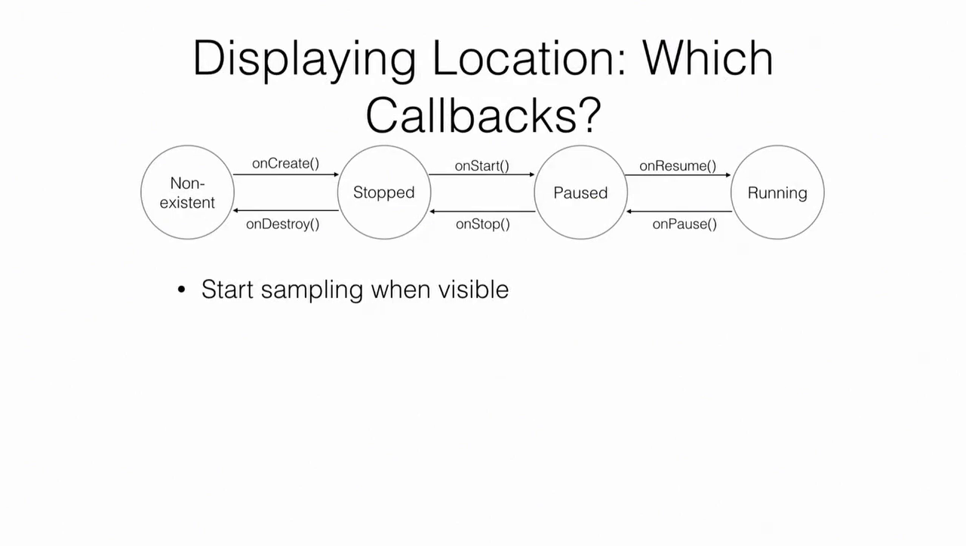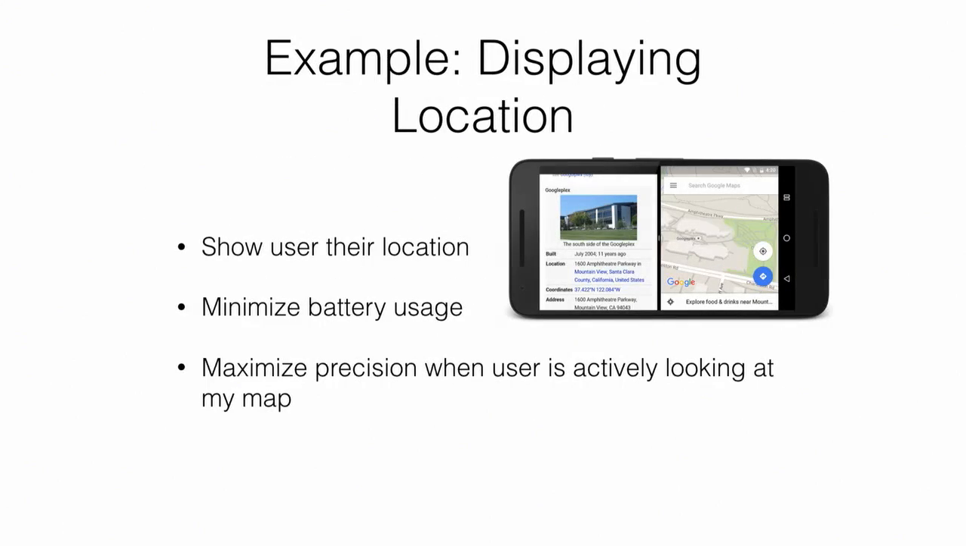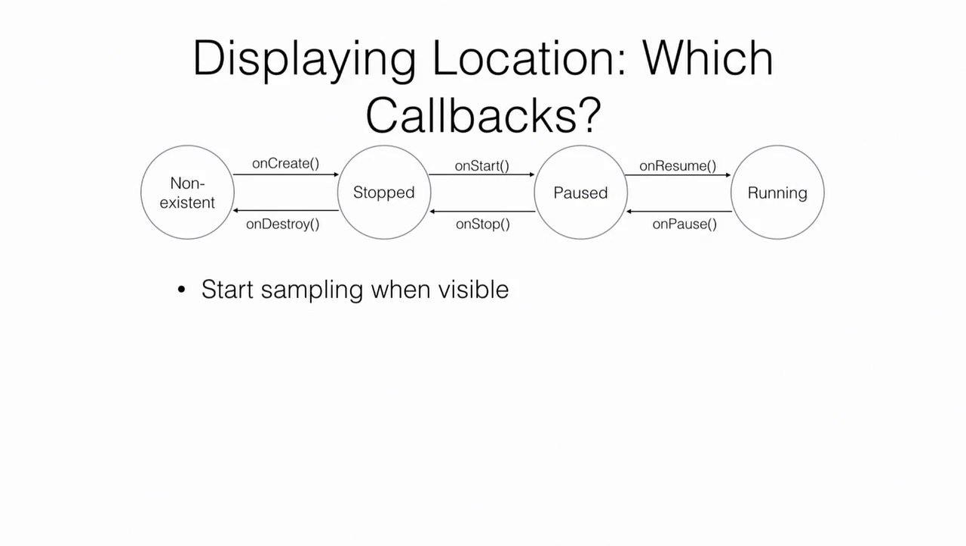So questions start to come about: when might I want to start sampling location? When might I want to upgrade the precision, like maybe use a higher cost radio? When do I want to downgrade that, et cetera? I want to start sampling for location in a lo-fi manner when the activity becomes visible. Which callback would I do that in?